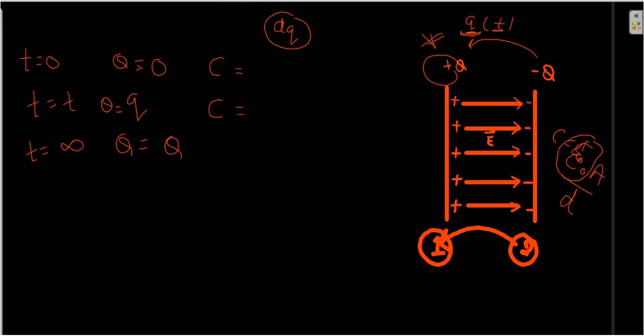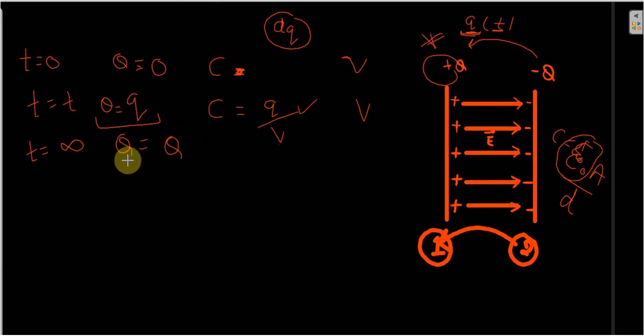So in the first case the capacitance C will remain the same, because time is 0, Q is 0. What will be the capacitance in this case? In this case you can write capacitance C is equal to Q by V. V will remain the same in all the cases. So C is equal to Q by V. When you transfer the charge Q from plate 2 to plate 1, this is the capacitance.